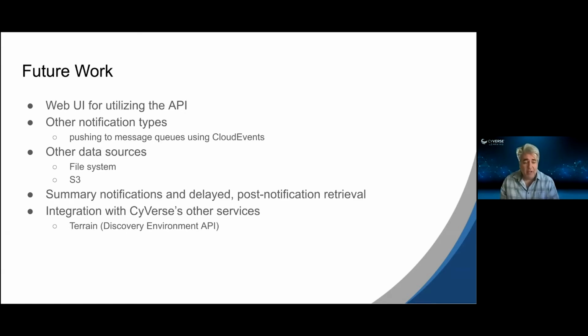We could be adding new data sources, including local file systems or S3, or pretty much any kind of place where you have files being stored. And depending on how people use it, we're going to be adding services like, instead of sending every notification, sending a summary notification, saying you had 100 files created, and you don't necessarily need to know all of their names, you just need to know that they were created. We also hope to integrate DataWatch with other CyVerse services, including Terrain, which is the Discovery Environment API, and there are lots of projects already lining up to start using DataWatch at the University of Arizona. So we expect a lot of that to happen.